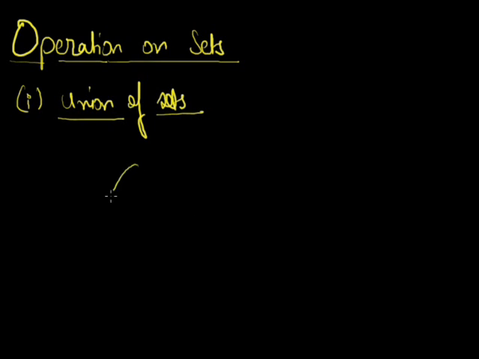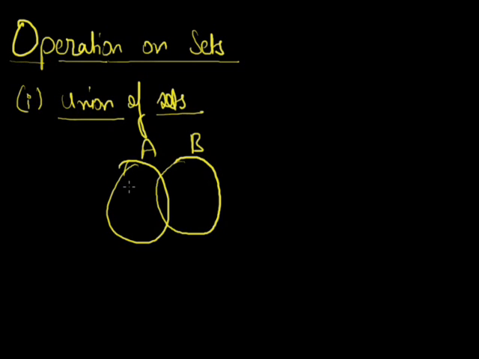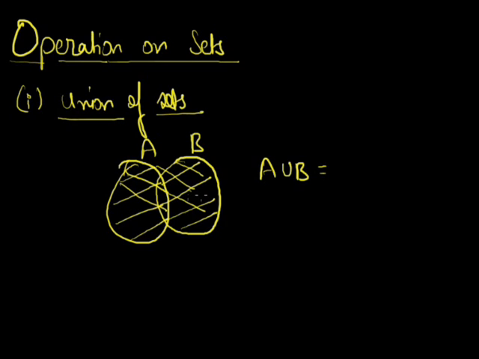Suppose we take these two sets. These are the two sets which we have taken. So union of sets, let's say set A and set B, means the region in set A and B. The whole region that is there in set A and B is considered to be the union of the sets. Like if I say the union of set A and B, it is this whole shaded region which is there in set A and B.